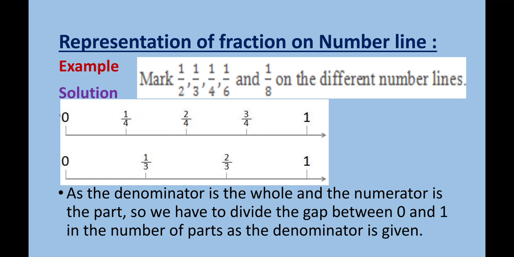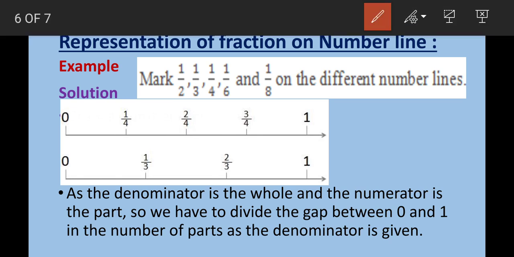Here it is 1 by 4. Okay, in the upper one it is 1 by 4, so we have to divide 0 to 1 into 4 equal parts: 1 by 4, 2 by 4, 3 by 4 and 4 by 4. These are the 4 parts. The first cut represents 1 by 4, second cut represents 2 by 4, third cut represents 3 by 4 and the next cut represents 4 by 4. So in this way you have to represent the fractions on the number line.